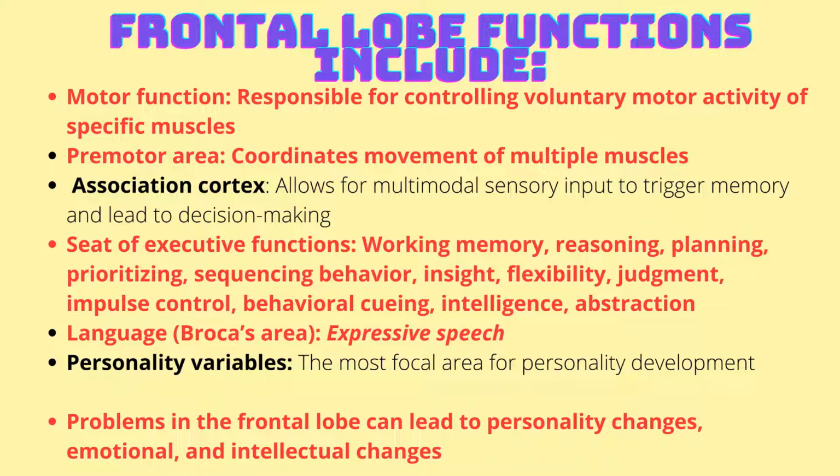So functions of the frontal lobe include motor functioning. Motor functioning, we know, is responsible for controlling voluntary motor activity. Another function of the frontal lobe is that it coordinates movement of multiple muscles. We can see this coordination of multiple muscle movements take place in the premotor area. So, the premotor area coordinates movement of multiple muscles.